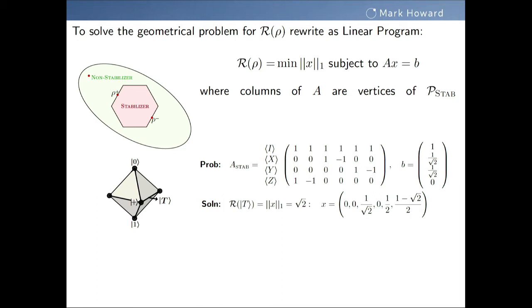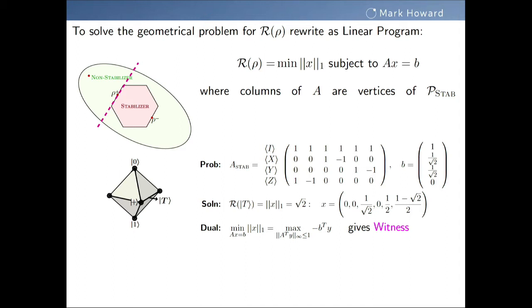OK, so a nice thing about linear programs is that while you're solving this kind of minimization, you're also solving another problem at the same time, which is the dual problem. So effectively, I'm maximizing the expectation value with respect to some kind of witness operator. And when I eventually achieve the minimum of my original problem, then the solution of the dual problem is giving me a hyperplane, which is a witness that's tied against a set of stabilizer states. And so when I get the expectation value of my state rho with respect to this witness, that gives me exactly the robustness. So that's also a useful feature.